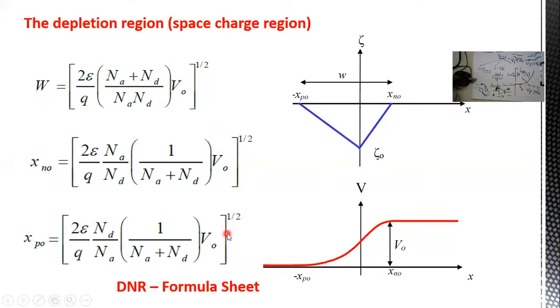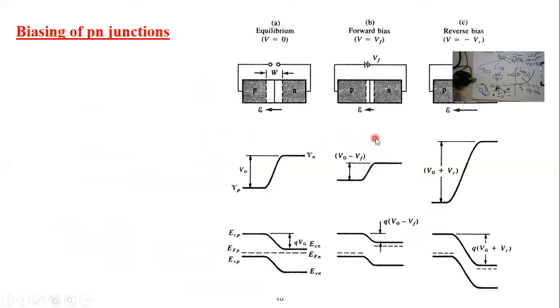But what if VF is greater than V node? As you can see, this W is under a root. So if you are replacing this V node by V node minus VF, and VF is greater than V node, then W will turn out to be imaginary. That's simply because when VF is greater than V node, you don't have a depletion region.